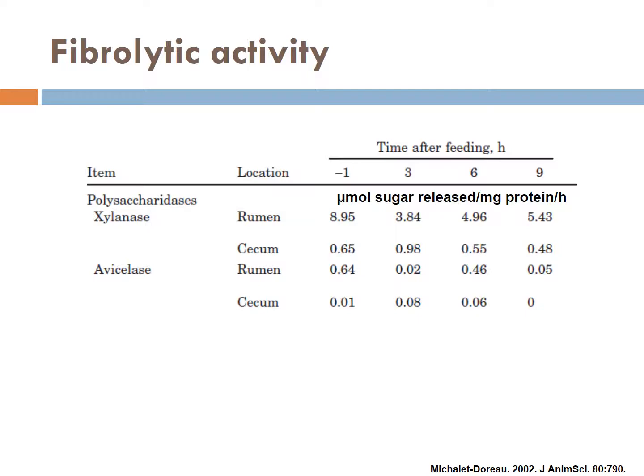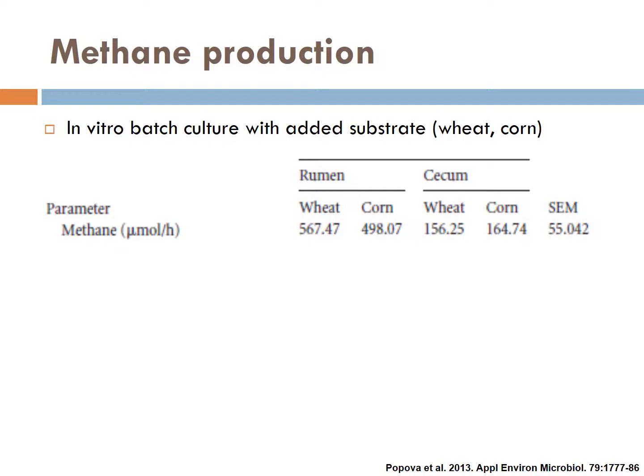The study that measured methanogen abundance also measured methane production after adding either wheat or corn in in vitro batch culture. And we see that both for wheat and corn substrates, methane production was much higher for rumen contents than for cecal contents. So this seems to suggest that methanogen activity is higher in the rumen versus the cecum.